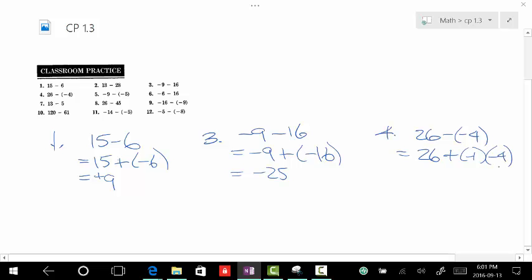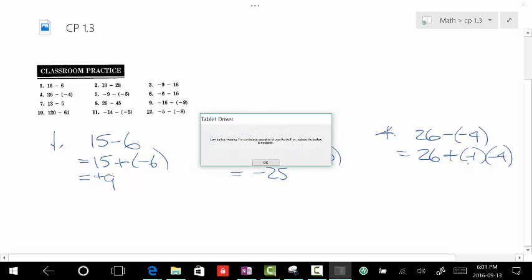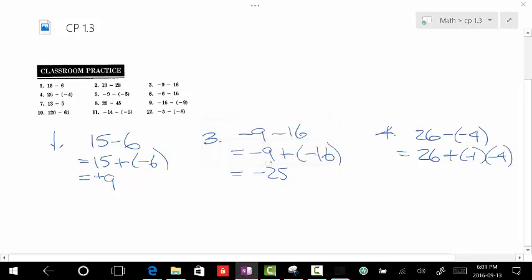So this is just a little sidebar that I have to talk about here, because when you have two negative numbers multiplied together, then that means you end up with a positive number. So this is going to end up being 26 plus negative 1 times negative 4 is plus 4. So that becomes 26 plus 4, which is 30.